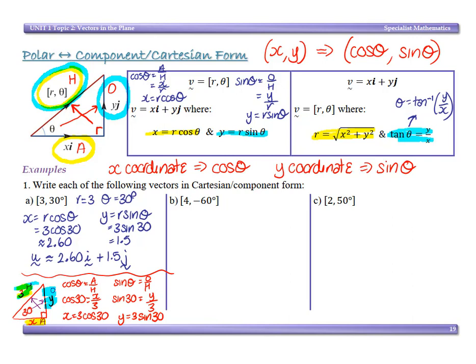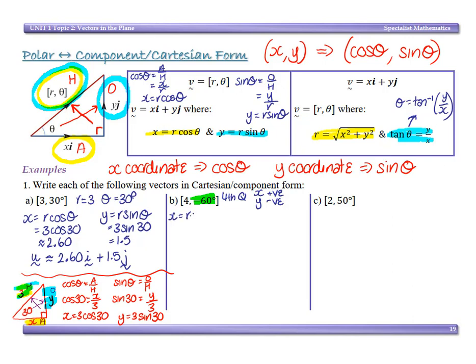Next one. Now the beauty of this, you can see this negative 60 degrees. That is telling us we're in our fourth quadrant. So in the back of your head, you need to remember that x is going to be positive, y is going to be negative. That's a good check. Now if you use your formulas, it will come out in the wash.